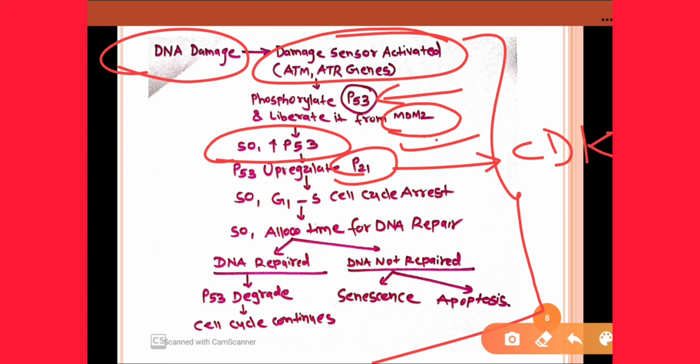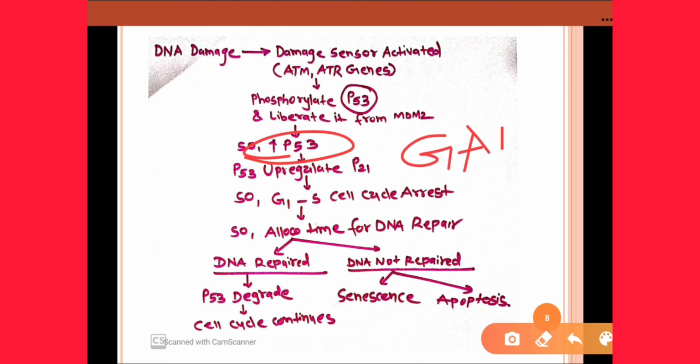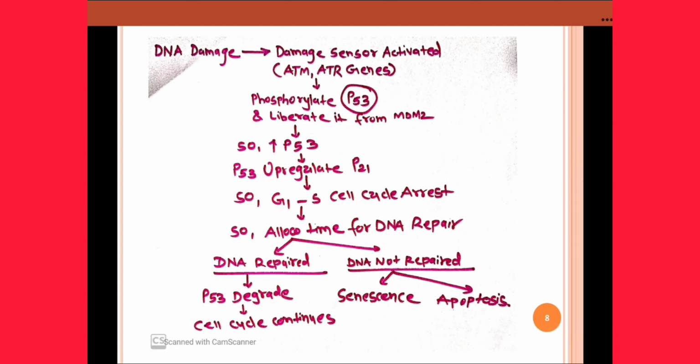So you can predict that if your CDK inhibitors are activated, then what happens? Your cell cycle will arrest. So the cell will arrest at G1/S phase. So it will allow the time to the cell for the DNA repair. Additionally, P53 induces GADD45 that leads to DNA repair. Once the DNA is repaired, P53 degrades and the normal cell cycle movement will happen, right?